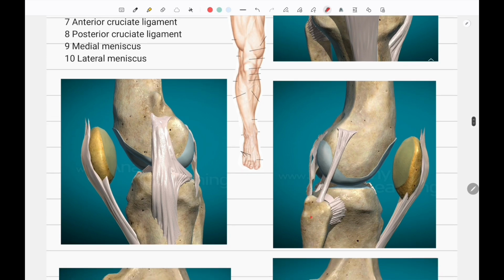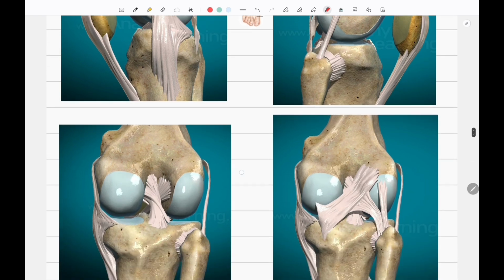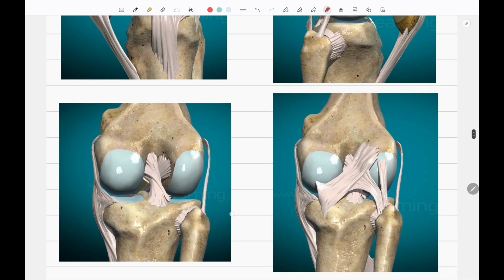So the fibula is visible here, so we are viewing from the lateral side. Our fifth ligament is the oblique popliteal ligament, and to view this ligament we'll see the knee posteriorly. So this is the posterior view.